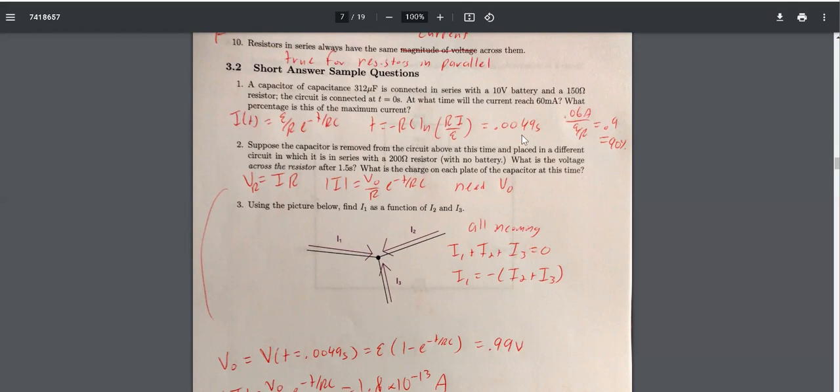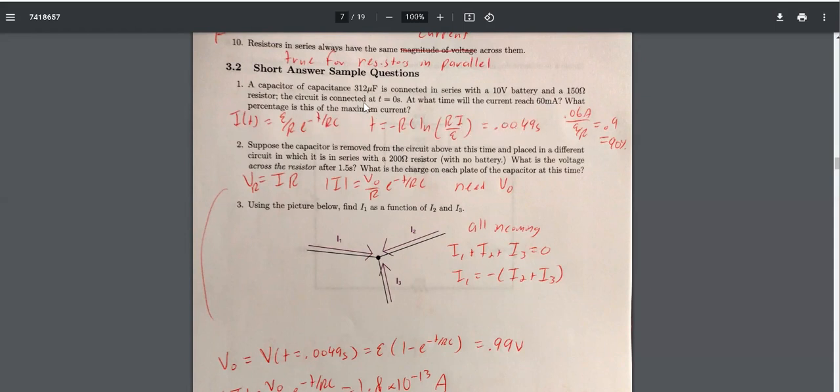And so we just set the current equal to this thing, and then we solve for time. So I'm sure all of you are familiar with that. You just get rid of the e by taking a natural log like I've done here. And then we know all of these quantities, we can plug them in, and that gives us the time.